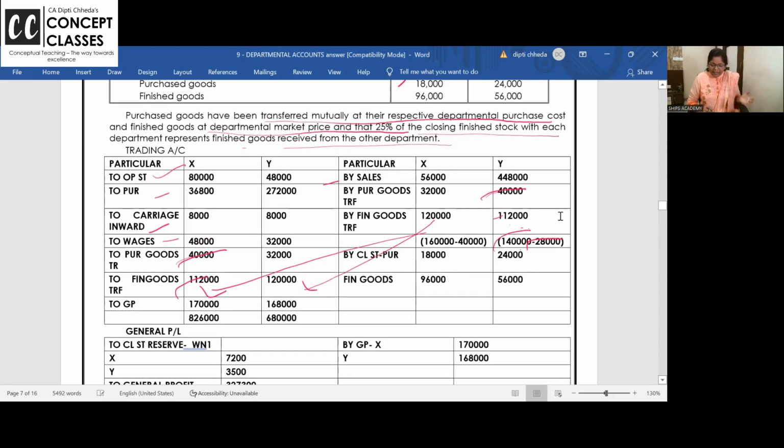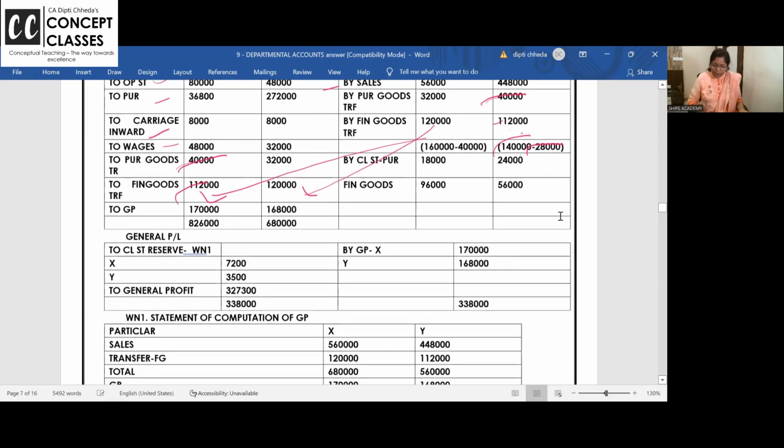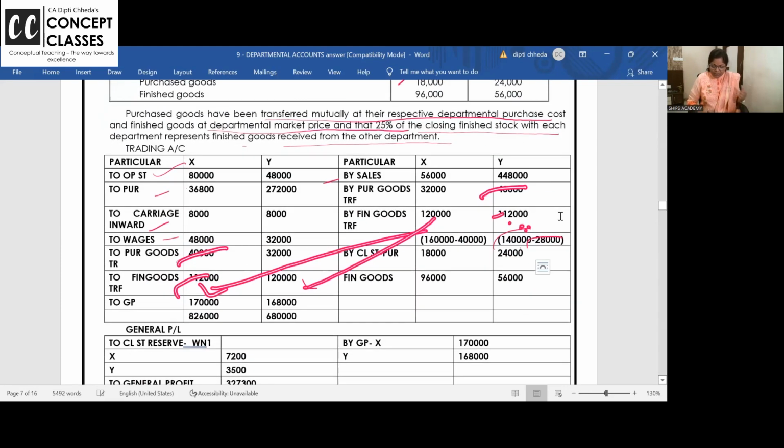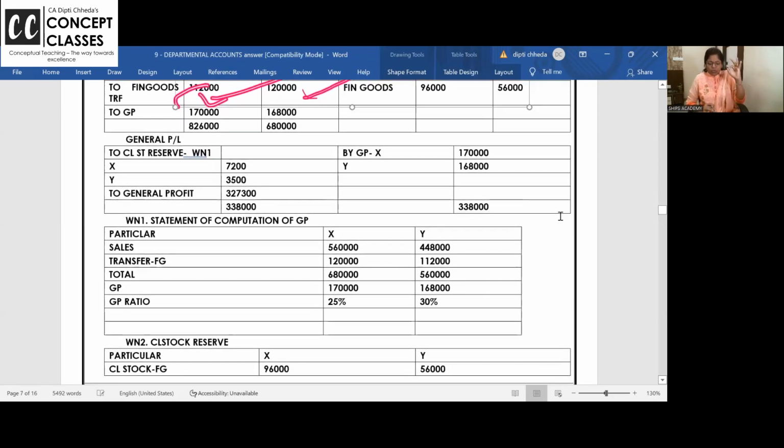Ma'am, why didn't you prepare below this departmental P&L account? Because they didn't give any common expenses apportionment. नहीं दिया तो छोड़ दो. चलो. अब where is opening stock reserve? Not given. Is there closing stock reserve? Yes. Now the beautiful presentation of your working note one.